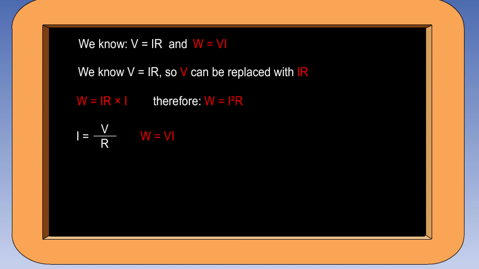Similarly, from Ohm's law, I equals V over R. So we can use V over R in the power formula instead of I. Thus, power in watts equals V squared over R.